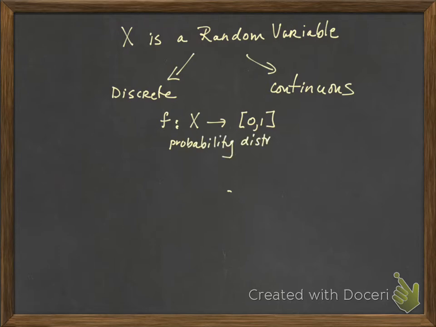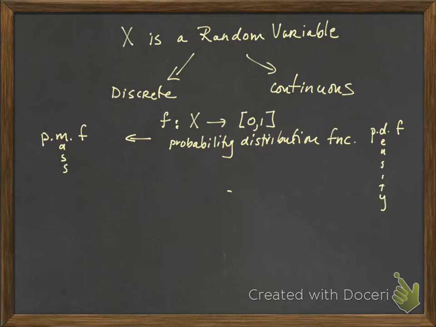This is called our probability distribution function. And that's true in either the discrete or the continuous case of our random variable. However, in the discrete case, we call it a probability mass function. It is the probability distribution function, but we refer to it as a probability mass function. In the continuous case, we call it a probability density function. They are both probability distribution functions. It's just called something different in the discrete case and something different in the continuous case.